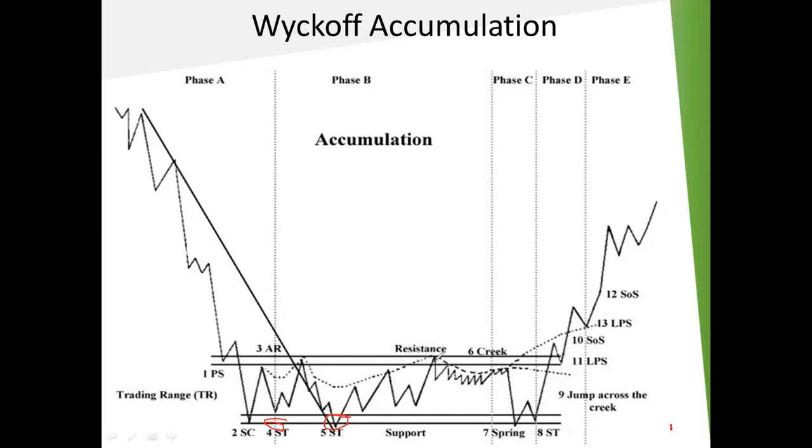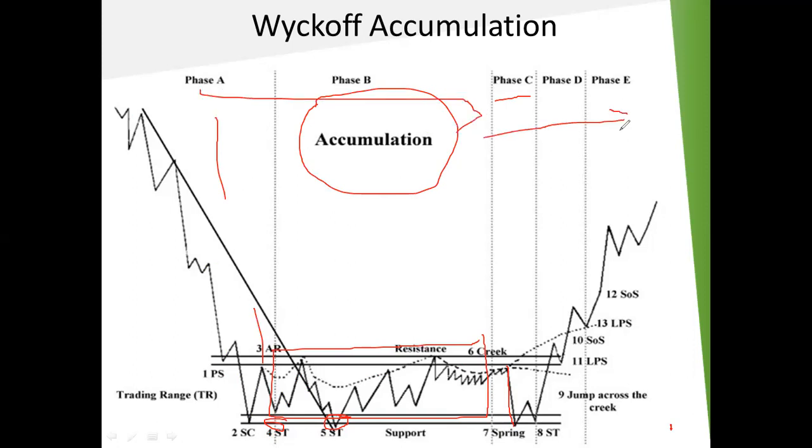Once we are in this phase B, as soon as we go for a spring, it is at that particular point that phase C is identified. So phase A is identified based on the automatic reaction. Phase B, that is accumulation, is identified. This entire process is accumulation, and this entire accumulation process is dissected into 5 phases.